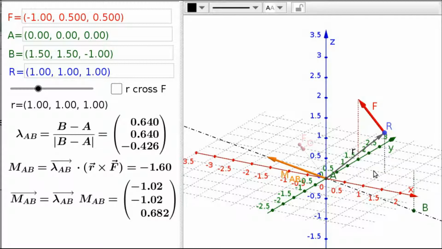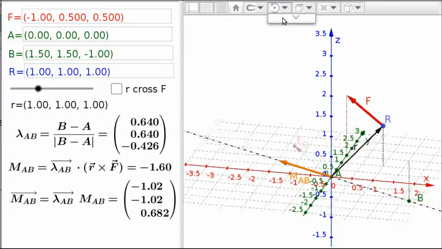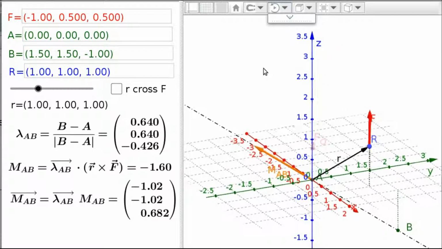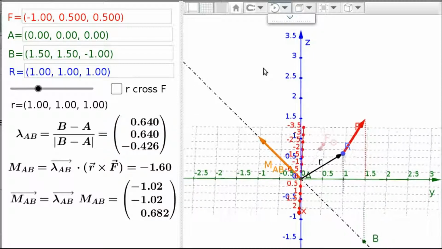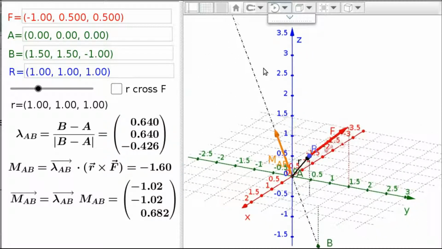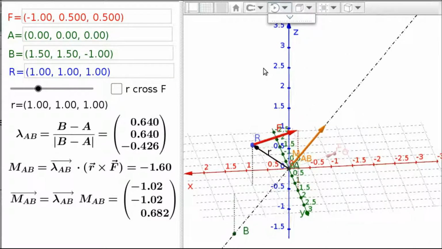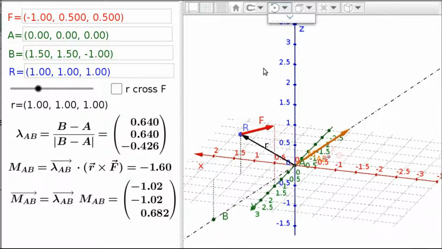So the calculations we have here is we need a unit vector that's pointed from A to B, and we'll call that lambda AB. And in this case, these are the computations. And I will let this rotate so that you can see it a little bit, see where things are in this case. And if you do your right-hand rule, you can see, yes, MAB is kind of pointed in that direction.